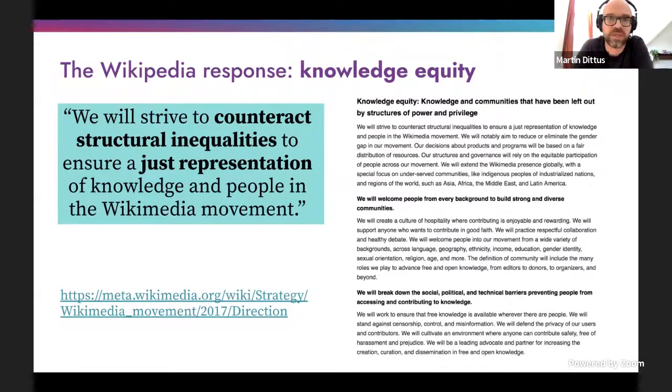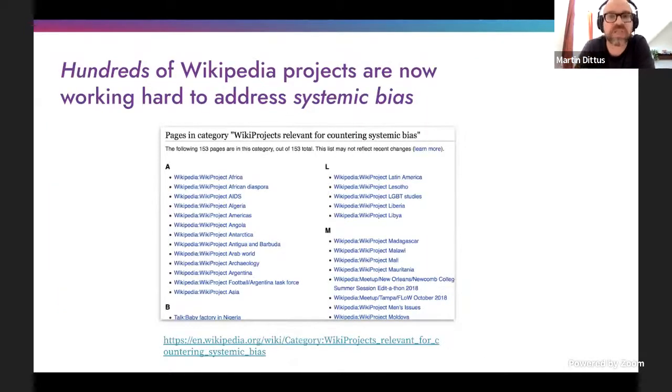And of course, we also all know there are now so many projects on Wikipedia that try and address systemic bias. There are hundreds of projects that are about specific issues, specific communities, specific places in the world, specific languages. That's really important.